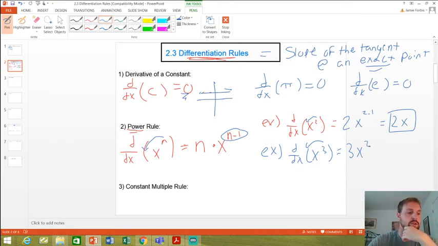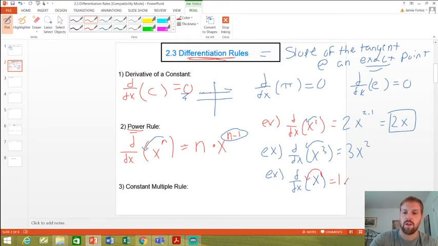What about, here's another example I got. How about, here's one. For example, let's do the derivative of x. Well, the derivative of x is a power of 1. We can bring the 1 down, so we get 1x, and then 1 minus 1 power.